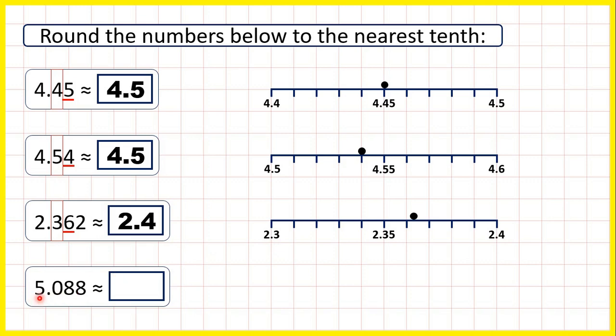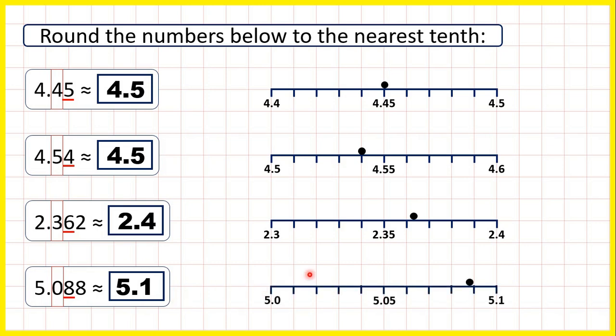Now we have 5.088. So we find our tenths digit, look to the right, and because it's an 8, because it's 5 or more, we know that we're rounding up. So the 0 becomes a 1 and the 5 stays the same, so we have 5.1.